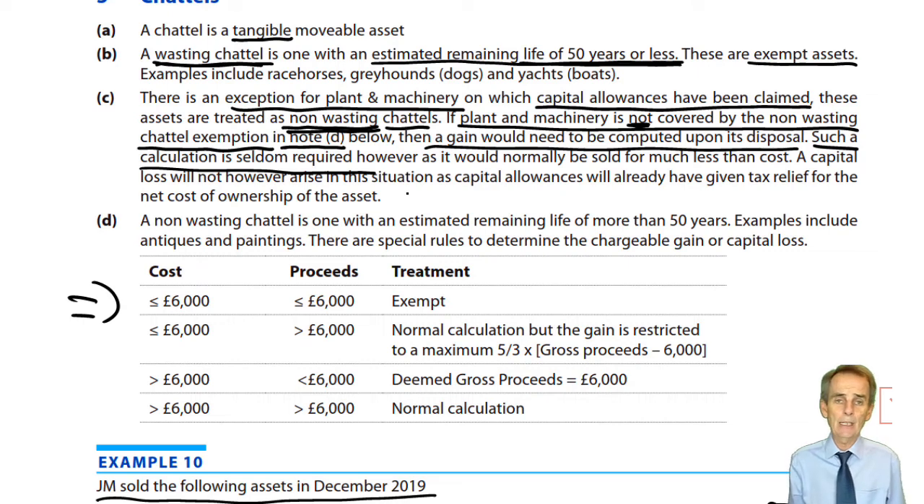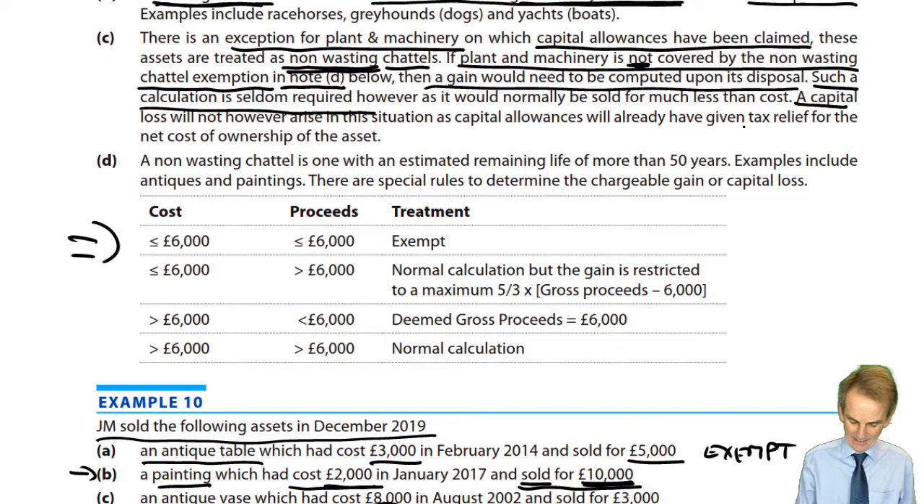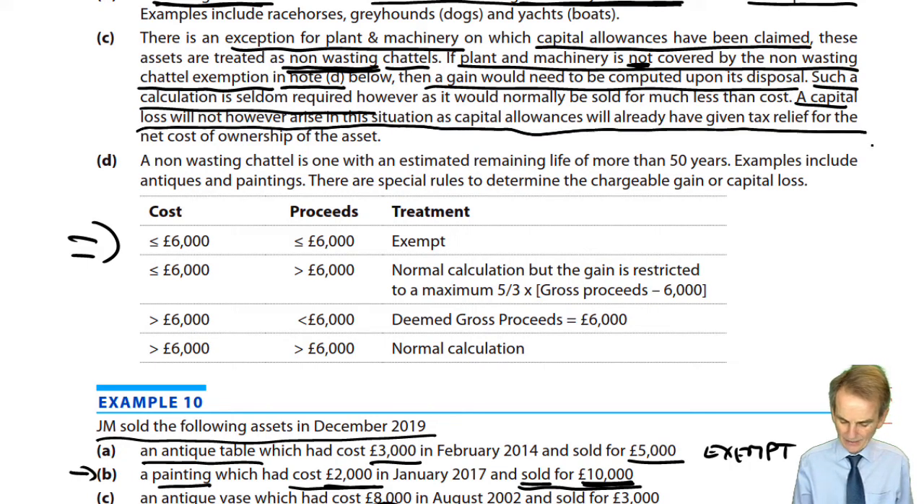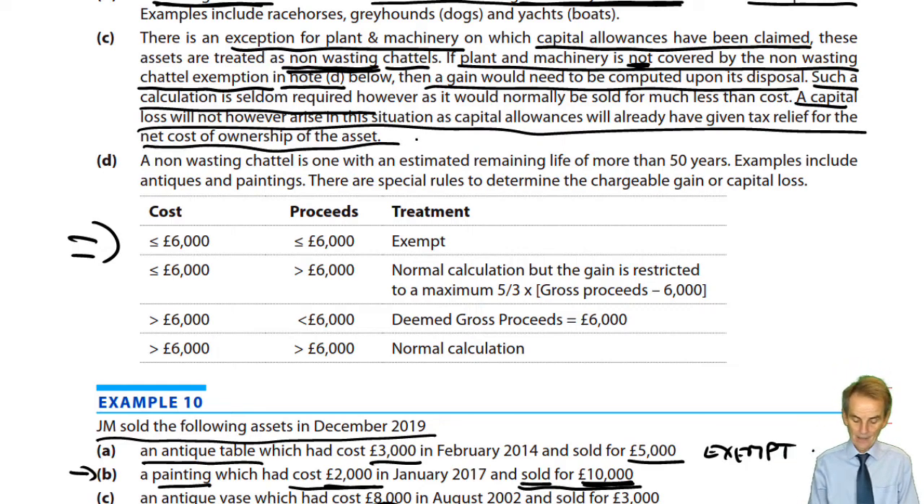You put the original cost in the accounting period it was bought, you took your sales proceeds out. Anything that's left in, you just continue with writing down allowances thereon. But you will be able to claim your tax relief for that net cost through the capital allowances system. That reduces trading income. You do not also get a capital loss. Okay. As I said, capital loss will not, however, arise in this situation, as capital allowances would already have given tax relief for the net cost of ownership of the asset.